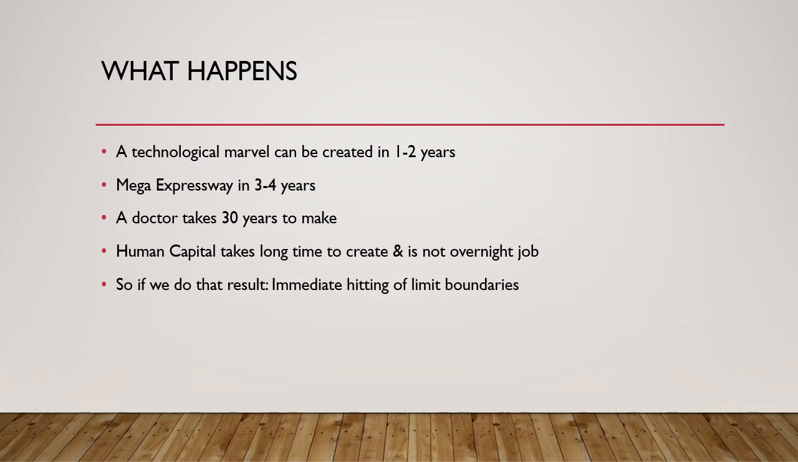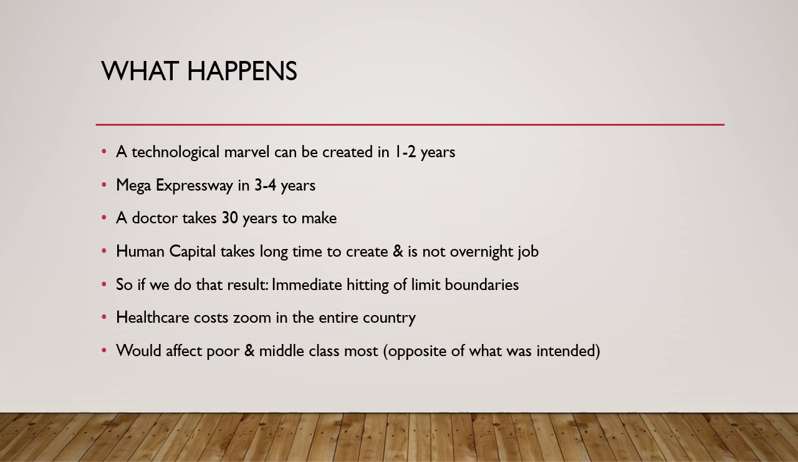So if we increase the health outlay, if we double the health outlay, immediately the limit boundaries would be hit, since there is very little slack in that sector. And so the healthcare costs will zoom across the country, across the economy, and this will hit the poor and middle class badly, which is quite opposite of what the government intended to do.